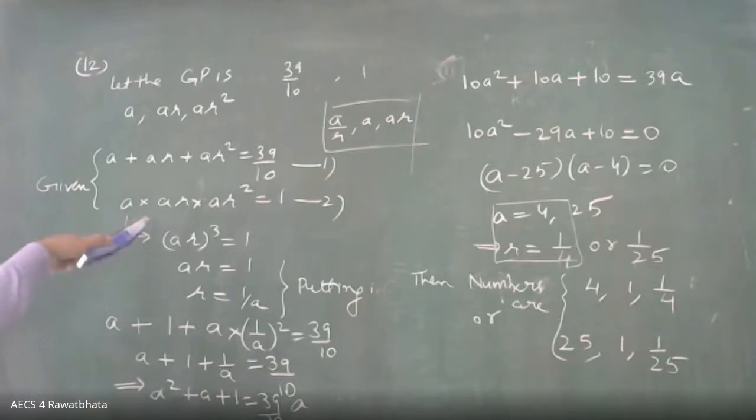First three terms sum. Then I have written correct only. What is the error? Can someone pick the error? Where I made the error? Can someone tell me? Or please check the answer, students.